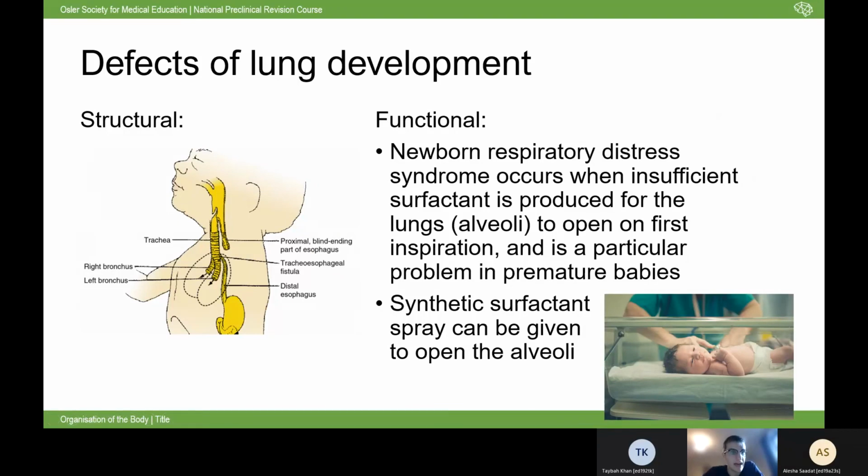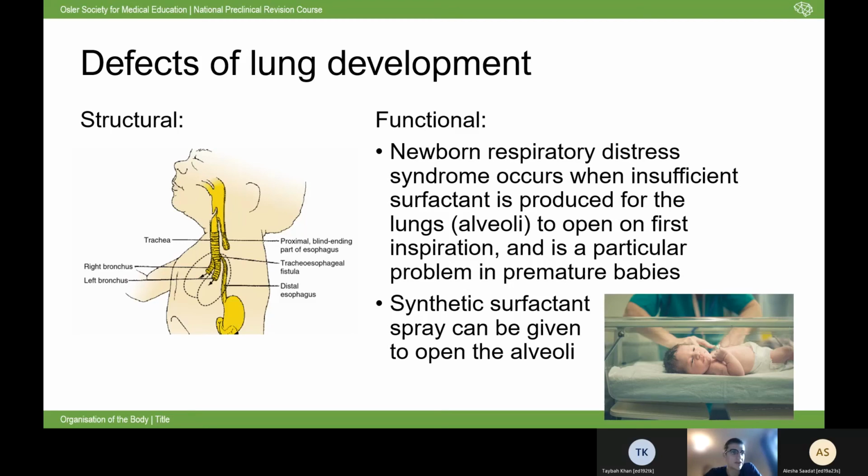I alluded to these structural deficits of lung development on the left-hand side. If you get an abnormal fistula or a blind-ended esophagus here, all of that is going to cause problems. You're not going to be able to eat. You're going to aspirate your stomach contents. You're going to be poorly. Important to identify. Probably a bit more common than this is a condition called newborn respiratory distress syndrome.